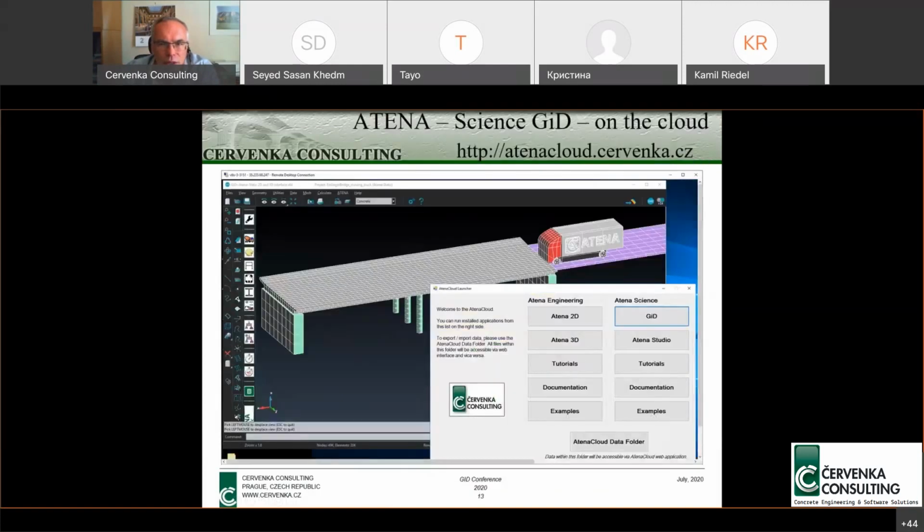All right, I forgot to mention, this is the window you obtain when you connect to this cloud service, and there is a kind of selection dialog where you can select which kind of program you run. Or there is also access to the documentation and examples.